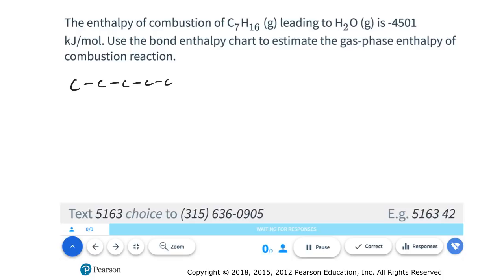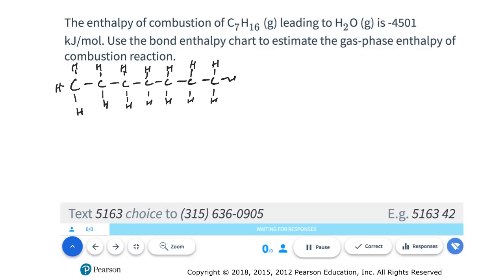I'm just drawing 7 carbons, 1, 2, 3, 4, 5, 6, 7. And I have hydrogens attached to these. Now this compound is going to combust to form CO2 and water. We balanced this reaction last time.